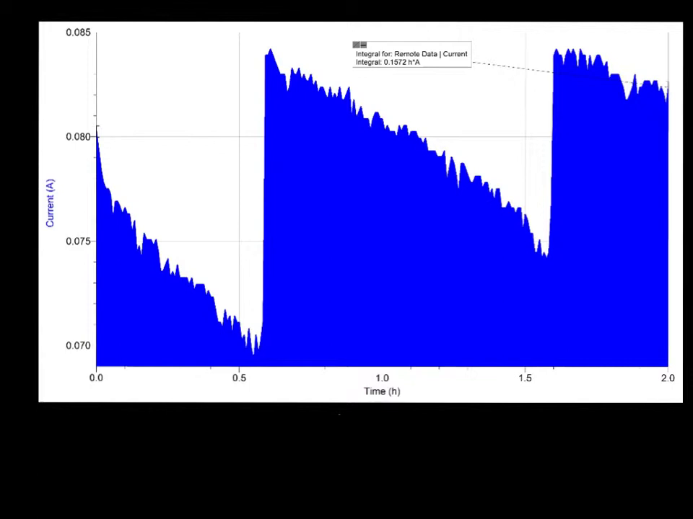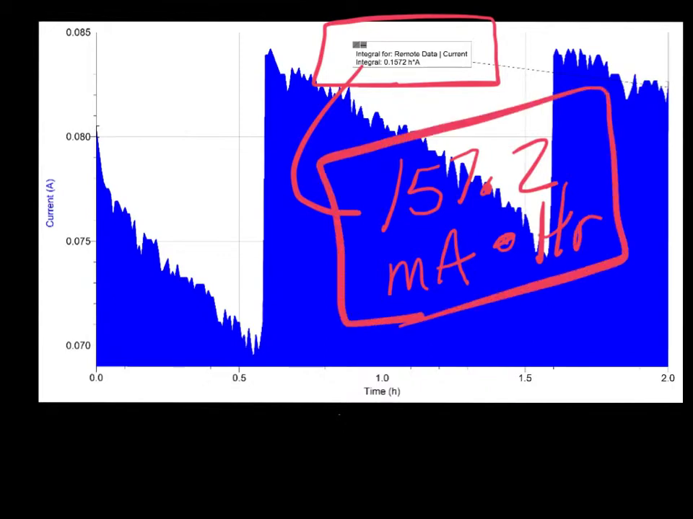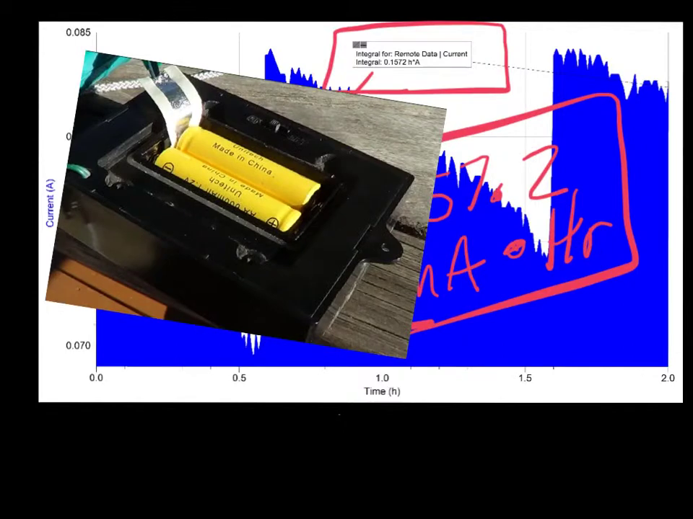Now, on the computer we can actually do this, and this fills it in and tells us the area underneath the graph. So by calculation, we have 157.2 milliamp hours of charge that has been delivered to the batteries. Now, you can't see it, but the battery does say right on it how much charge it can hold, a maximum of 800 milliamp hours. That's the charge capacity of these batteries.